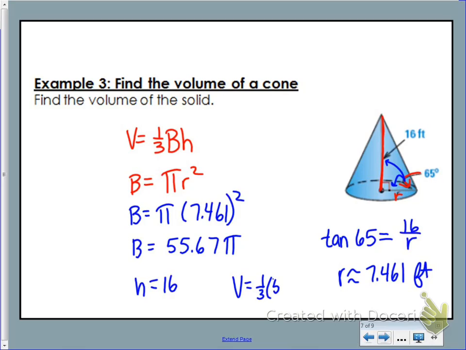And now we just simply plug it in. 1/3 times 55.67 pi times 16, and if we multiply that out, we should find that the volume of this particular cone is 932.68 feet cubed.